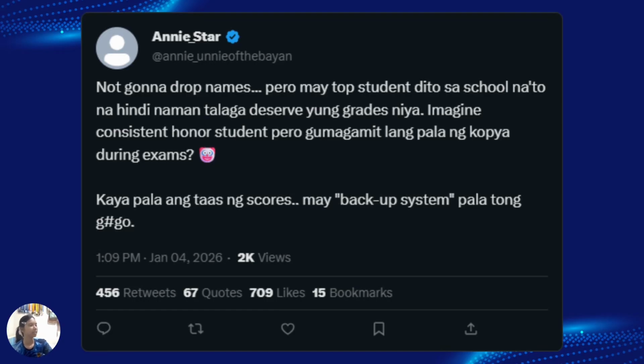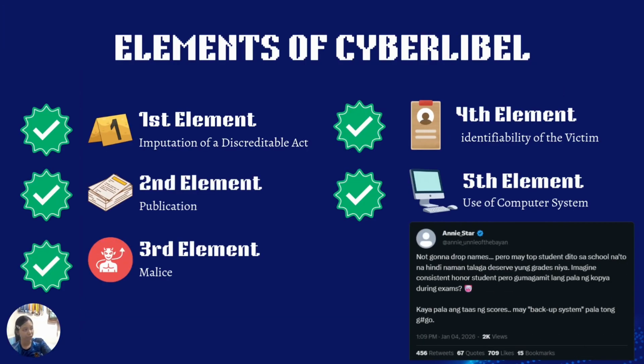And in the Philippines, it is punishable under Cybercrime Prevention Act of 2012, Republic Act number 10175. And according to the Supreme Court of the Philippines, cyber libel occurs when someone posts statements online that falsely damage another person's reputation. And to guide you guys, here are the elements or the criteria if it falls under cyber libel. First element is the imputation of a discreditable act. Was there an accusation? Definitely yes.